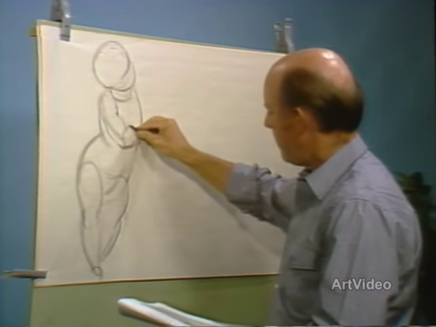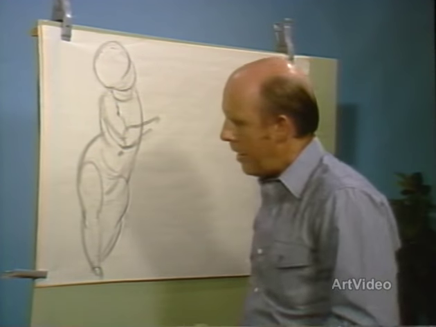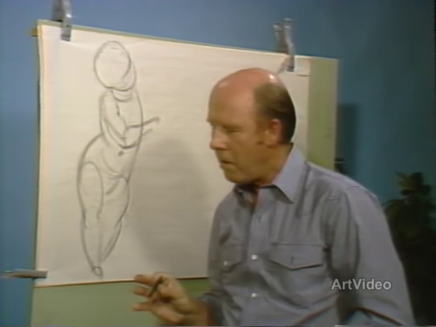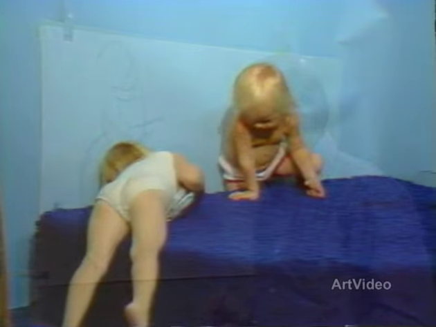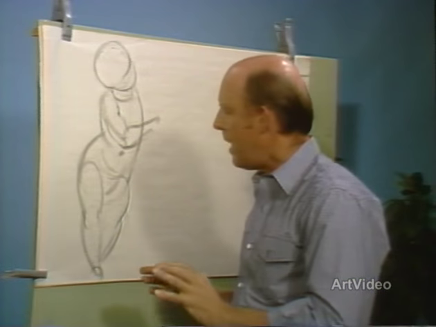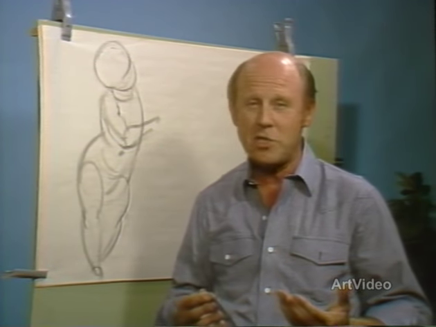Okay, now what I want to next point out is a few little things that are a little different with a child from, say, an adult. The primary thing we have to start with is that there are extra folds. They almost look like joints.